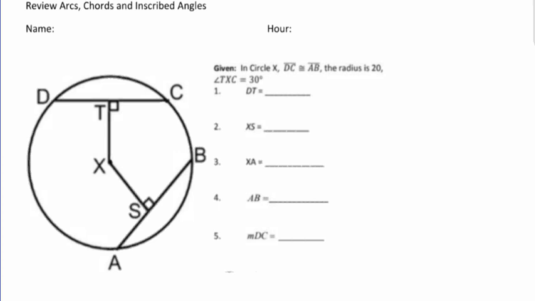So this assignment was reviewing what we learned about circles up until this point. We were reviewing information about arcs, chords, inscribed angles, and parts that show up inside our circle, perhaps some right triangles, and solving for some missing pieces. So in our first scenario, we're given our circle, X.